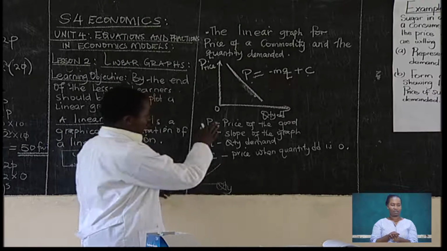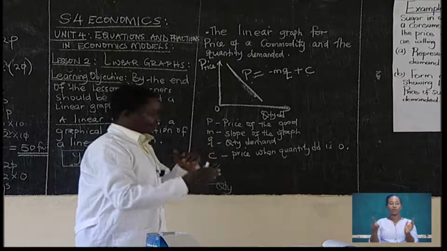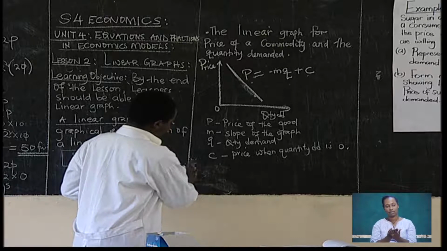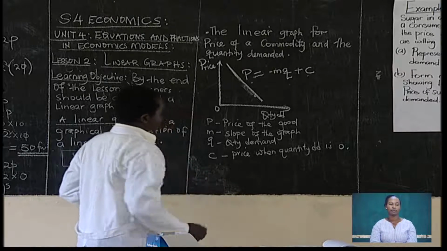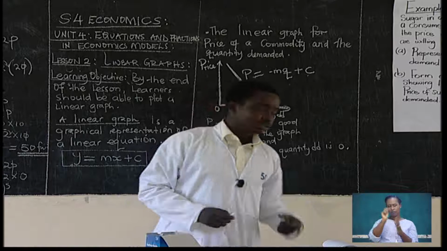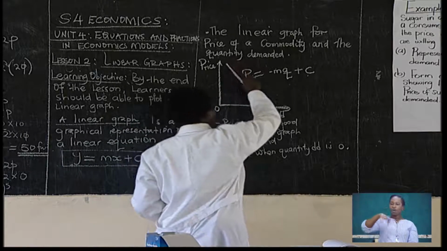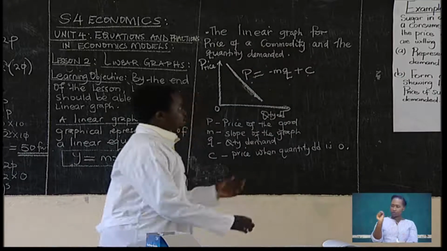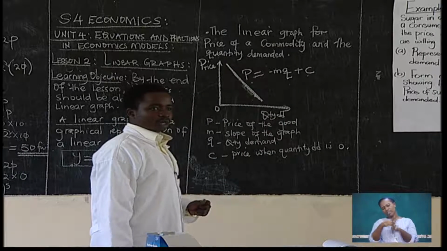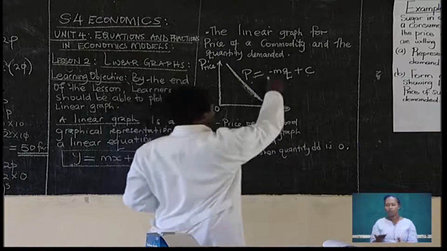So it violates the law of demand. So then, from there, for you to generate a linear equation, you must know how to calculate this slope. We have to calculate this slope. So how do we get the slope? Why are we putting this negative here?